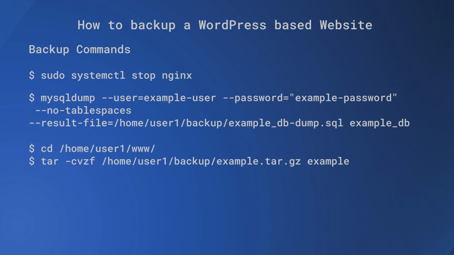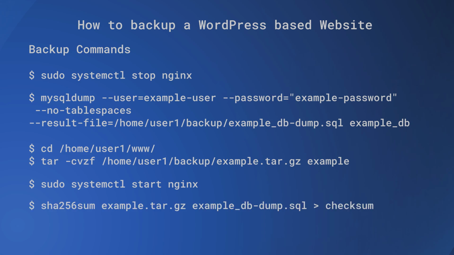And finally, we take the backup of the document root. We first go to the www directory, cd /home/user1/www, and the tar command: tar -cvzf /home/user1/backup/example.tar.gz example. The backup is created in the /home/user1/backup directory, and we restart the web server, sudo systemctl start nginx. Now we have the database dump and the tar archive as the backup.